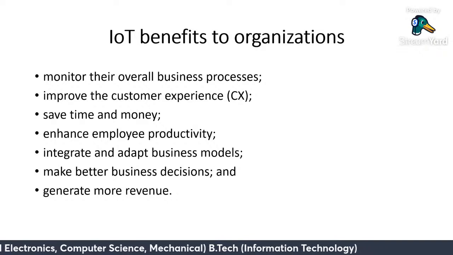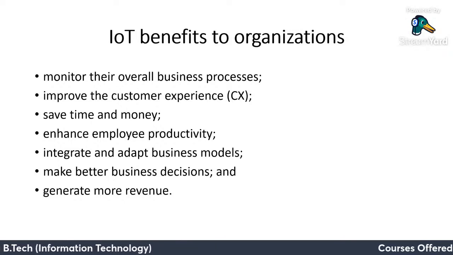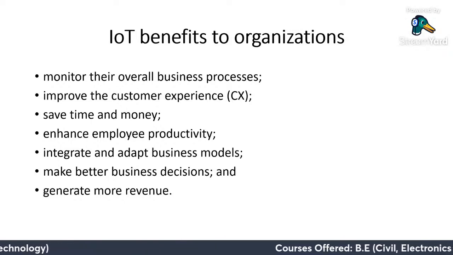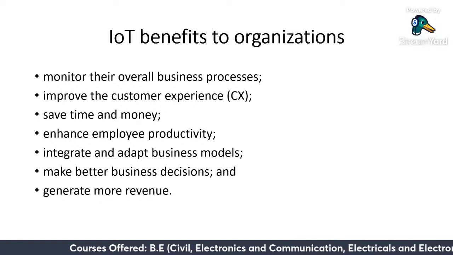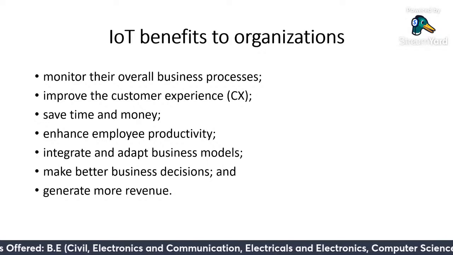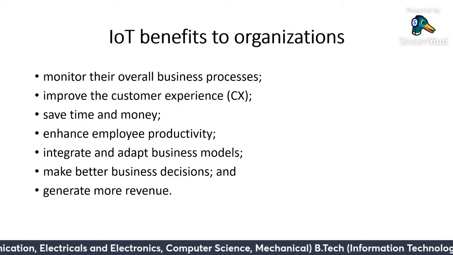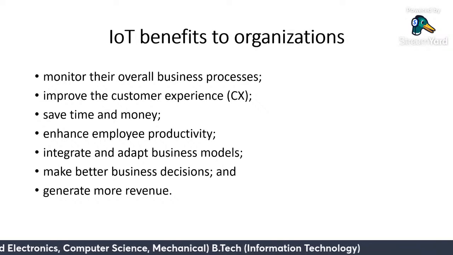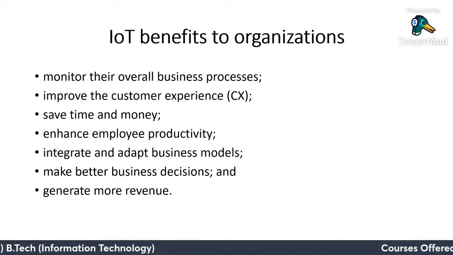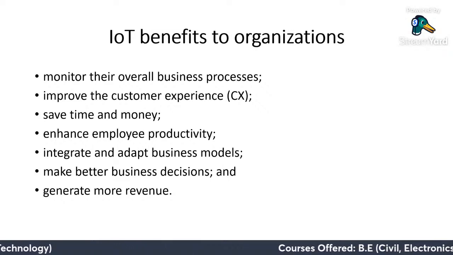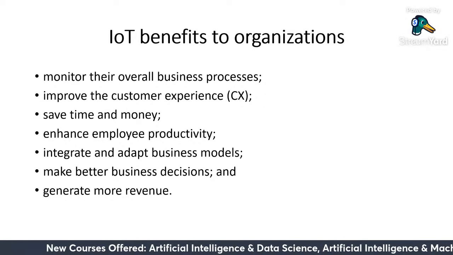And these are the IoT benefits to the organization. It can monitor the overall business process, and it can also improve the customer experience. It saves time and money, as nowadays IoT devices are available at cheaper cost. It enhances employee productivity, so that the employee can easily monitor the plant without any human work, or all the work is done by AI, artificial intelligence. And it generates more revenue for the company. As IoT devices are used, the human work can be reduced, and it can also generate more profit for the organization where it is used.